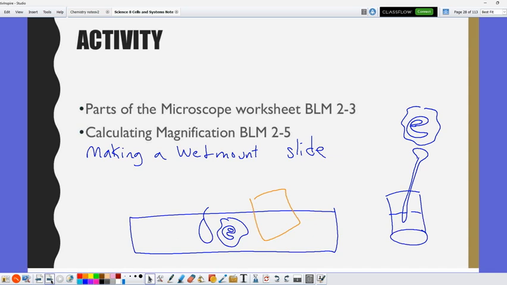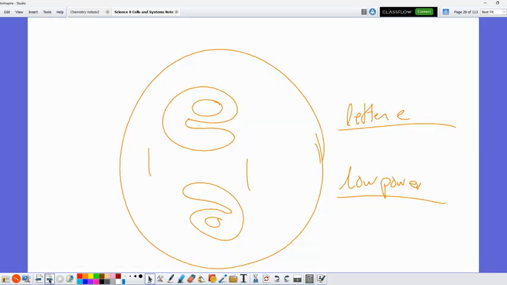We looked at how to make a wet mount slide. You put your slide, you put your drop of water, you put whatever it is you're looking at. In this case, we looked at the letter E, and then you put a cover slip on top of them. Really easy to make the wet mount slide. And then there were some pictures that we talked about.